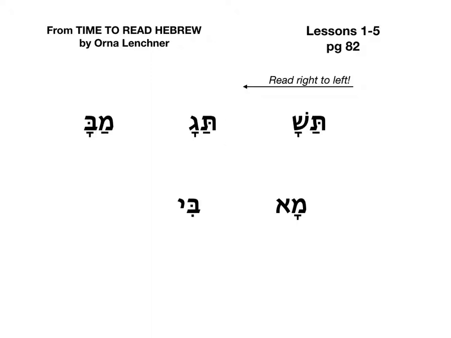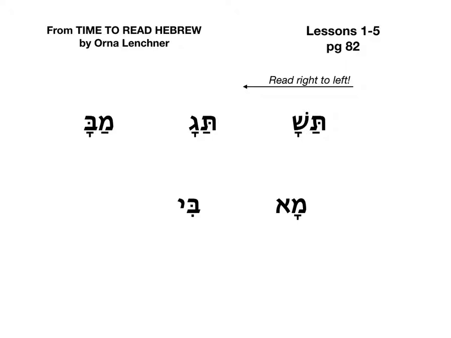Let's move on. On our next slide, we also have 5 sounds. Let's start at the top right. We see the letter tav, making a T sound. It has the ah vowel underneath it, and following that letter, attached to that same word, we have a shin with a vowel ah underneath it. We will read this ta-sha.